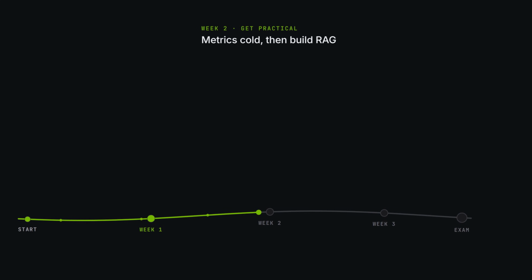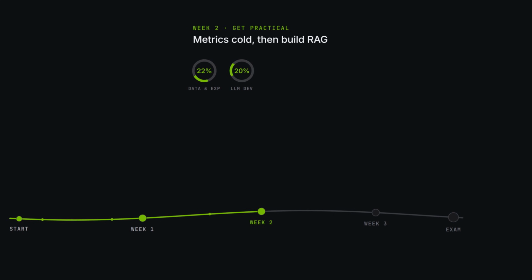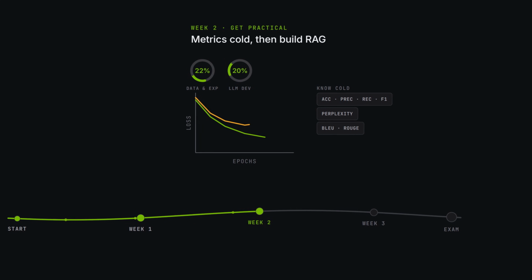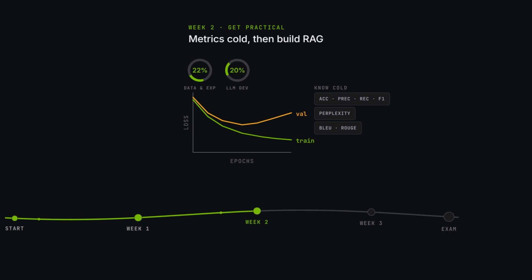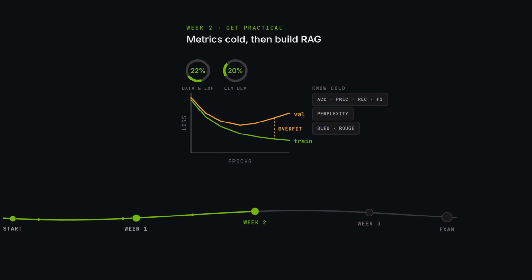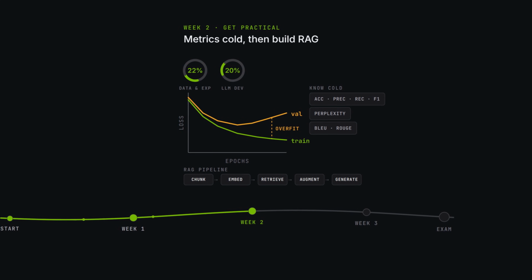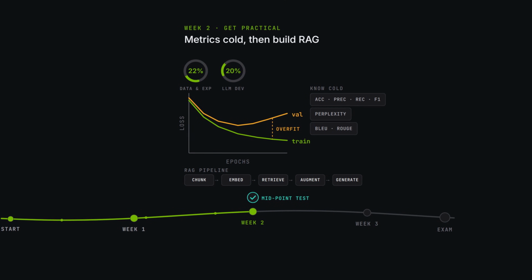Week 2 is where you get practical. Data and experimentation at 22%, alongside LLM software development at 20%. Learn the metrics cold, accuracy and precision and recall and F1, plus perplexity and BLEU and ROUGE, and be able to spot overfitting on a train versus validation curve. Then build the RAG pipeline in your head and in code, chunk to embed to retrieve to augment to generate, and take the midpoint practice test to see the 2 new domains land.